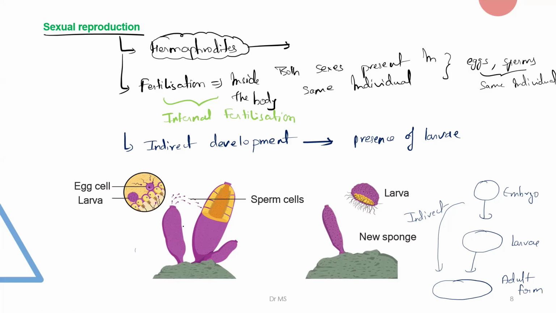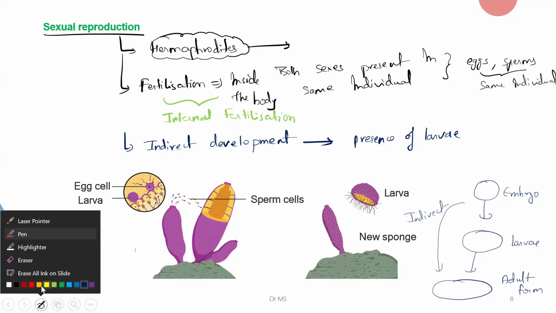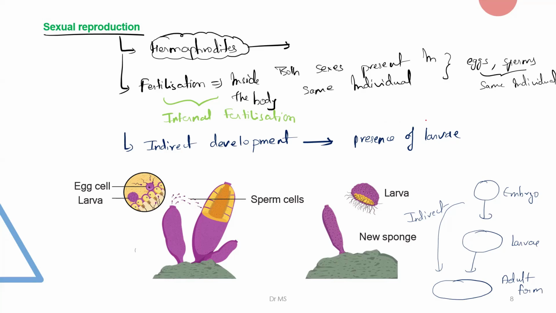So here sponges will exhibit internal fertilization, and the development is indirect development, that is, presence of larva. If this is not given in NCERT, just know this. Few larvae were given in the NCERT, those you need to remember. Few were not given, just learn them. So there are two kinds of larvae that will be formed. One is the parenchymella larva, and the other one is the amphiblastula larva.